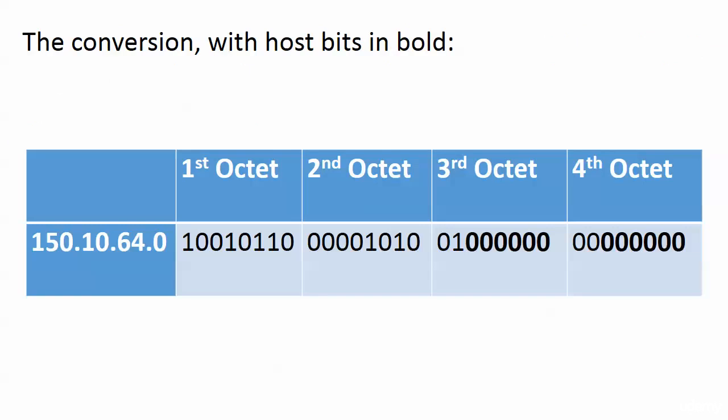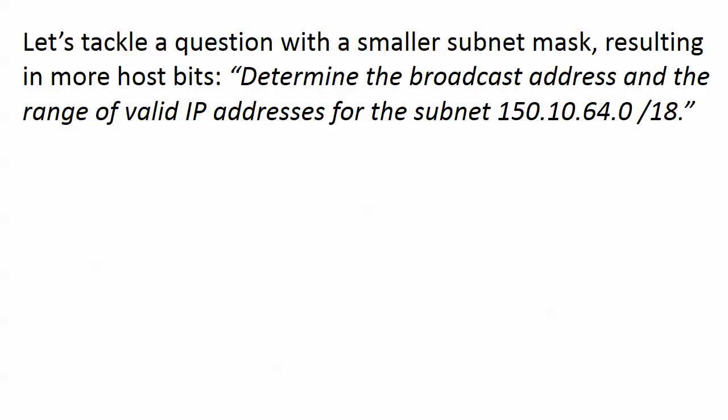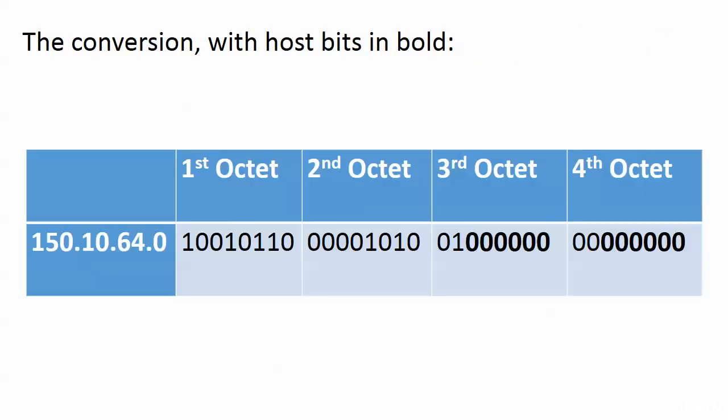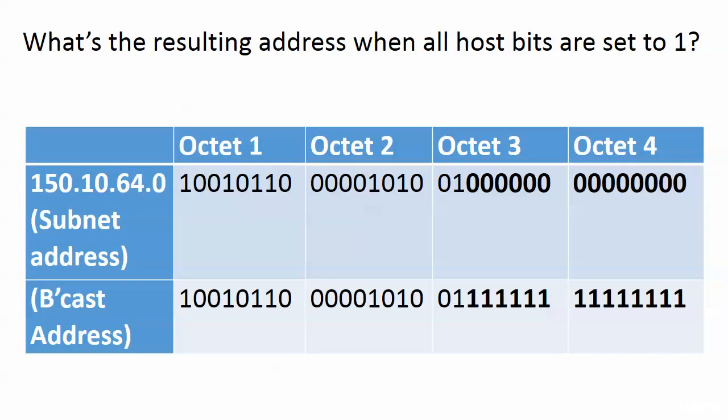The conversion with the host bits in bold, and we see this time we have a whole bunch of them, right? 14 of them, to be exact. So we know this is the subnet address. This is the all zeros address. It's one of the 2 invalid addresses we're going to deal with. Now, what will the address be when all the host bits are set to 1? Well, I've done that here for you, and it's going to be 150.10.127.255.